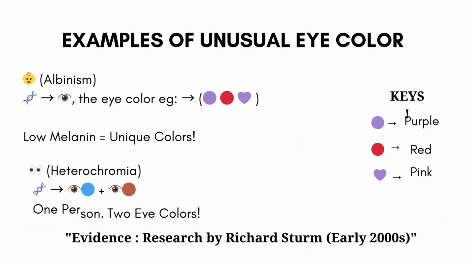There are different examples of an unusual eye color. Firstly, we find the one that you have mainly known as albinism. Albinism includes pink, red, purple, or violet eyes. It is proved by the research paper made by Richard Sturm in the early 2000s, where we also find heterochromia, which is different colored eyes, and other types that you can't learn at your level.